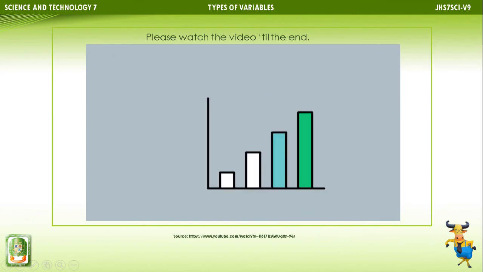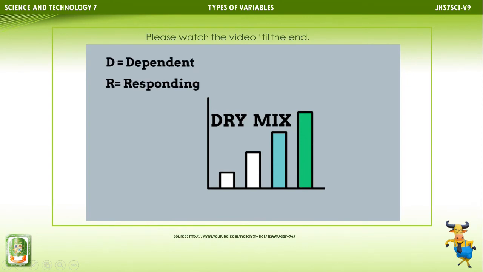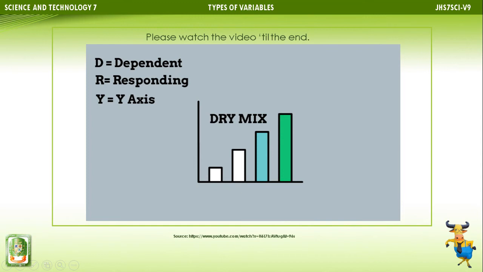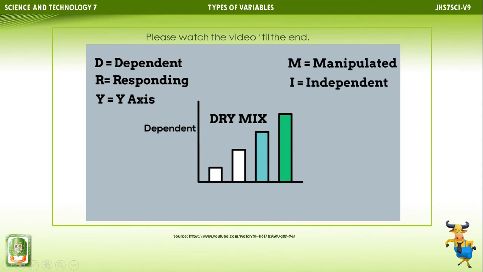When graphing the independent and dependent variables, you can remember which axis they go on by using the term DRY MIX. The D stands for the dependent variable, the R stands for the responding variable, and the Y stands for the y-axis. So that means the dependent variable is graphed on the y-axis. MIX stands for: M is manipulating, the I stands for independent, and X stands for the x-axis. So therefore, the independent variable goes on the x-axis. It's just an easy way to remember which axis they both go on.